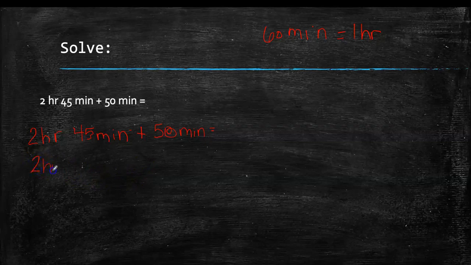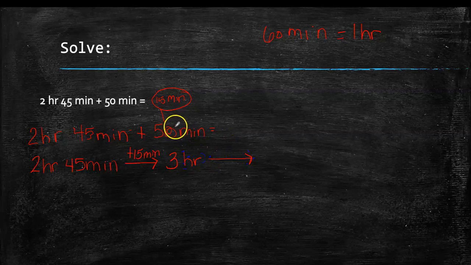So 2 hours, 45 minutes. I'm going to start with the arrow way. How many more minutes do I need in order to make 60 minutes or 1 hour? I need 15 minutes. Where am I getting that 15 minutes from? Getting it from the 50 minutes. So 50 minutes is going to be broken up into 15 minutes. 45 plus 15 gets me 60, which gives me another hour. So now I'm at 3 hours.